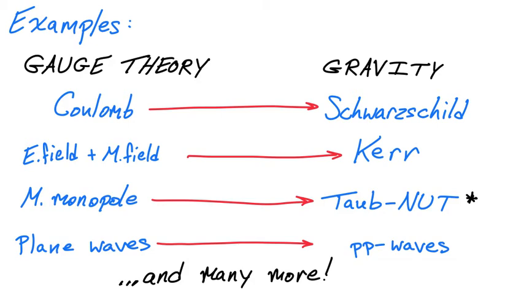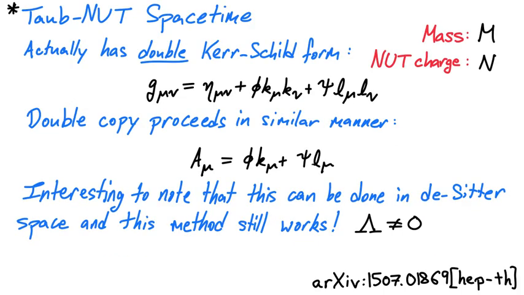I mentioned that there's a subtlety with the Taub-NUT solution. It actually has a double Kerr-Schild structure. One can still follow a double copy procedure similar to the one described before, however, and find a gauge field solution given by A_mu, and it's this field that displays characteristics of both an electric charge and a magnetic charge. It's also interesting to note that this whole analysis for Taub-NUT can be done in de Sitter spacetime, and this double copy interpretation can still be made.